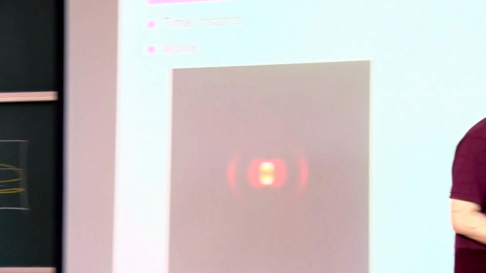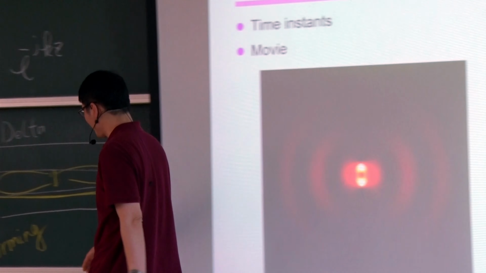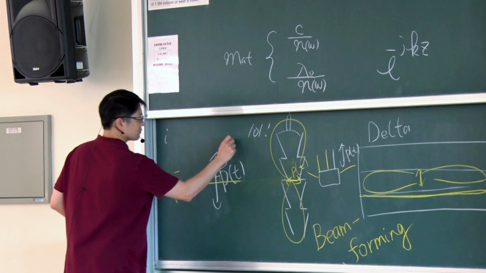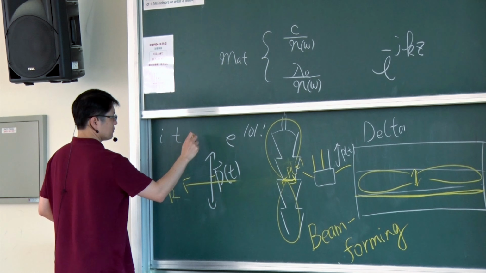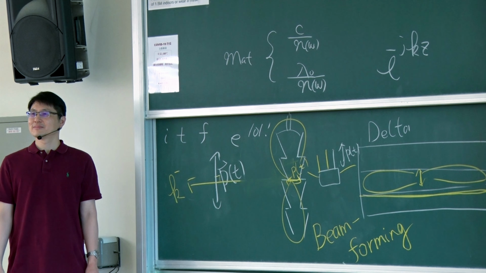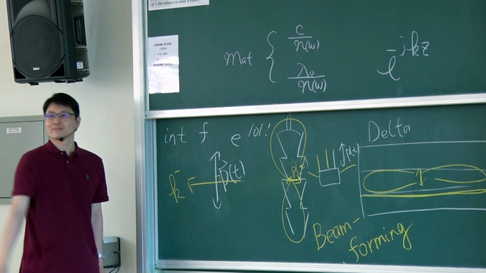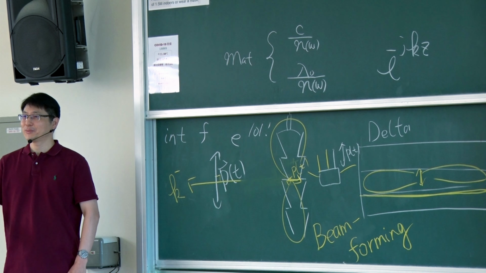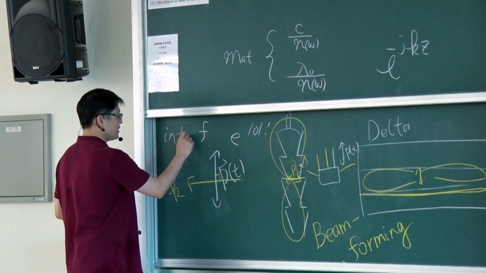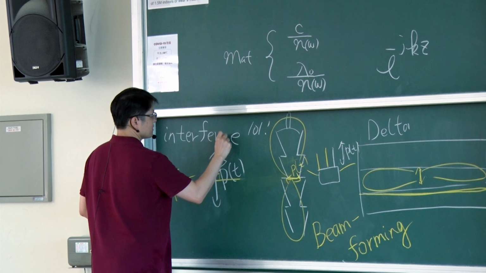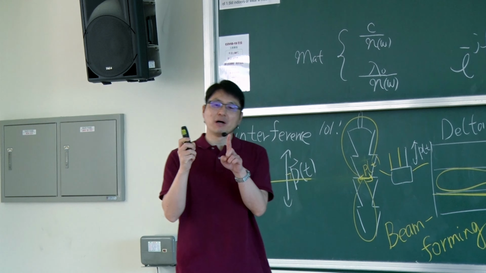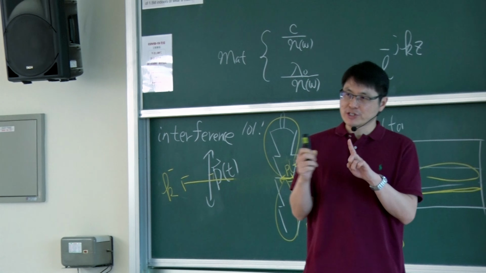I'm such a nice teacher. So we are now learning English. Anyone? Interference. Excellent. Interference. Right? Interference. If you have multiple sources, they can interfere.